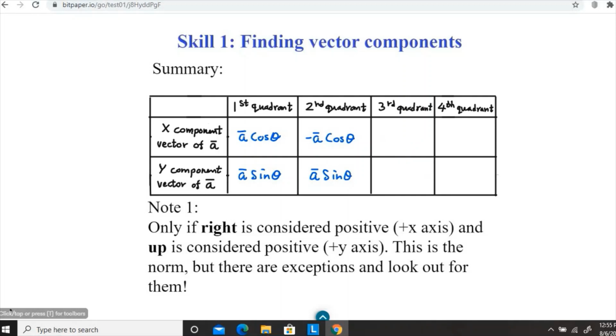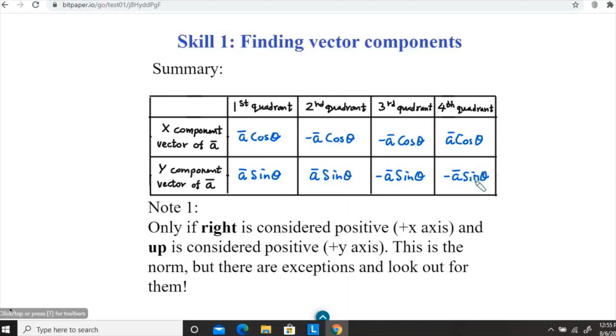That is, the x component is negative, as well as the y component, that's also negative. And finally, for the fourth quadrant, the x component is positive, a cosine theta, but the y component is negative with a minus a sine theta.